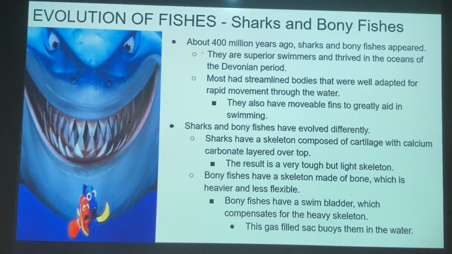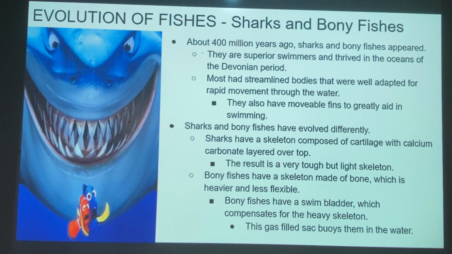They had streamlined bodies that were well adapted for rapid, fast movement through the water, and they also had movable fins that aided in swimming. The sharks and the bony fishes have evolved completely different, though. So they evolved together at first and then took two hard lefts and a right.